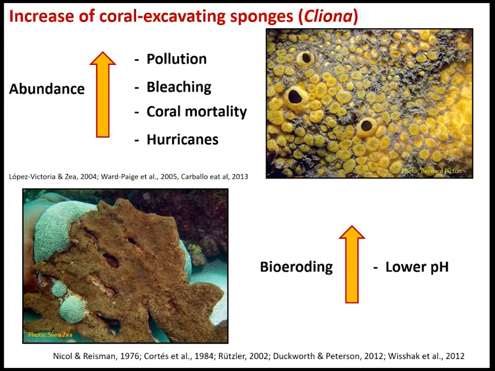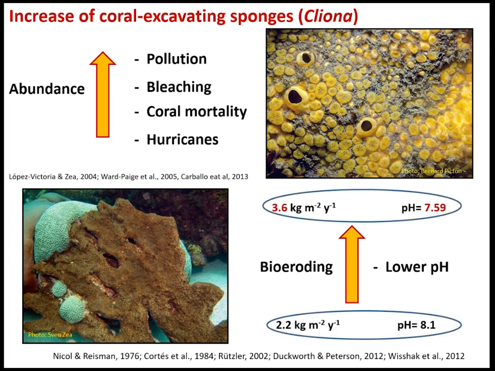Now, within the sponge group is the phylum Porifera. They are animals, but they look like plants. We have some subgroups that is what we call the coral excavating sponges or boring sponges, because they can bore into the calcium carbonate skeleton of the corals. And in the past years, there has been an increase of some of these species due to higher levels of pollution, coral bleaching, coral mortality, hurricanes. And it is predicted that as all of these sponges increase, also their bioerosion rates on the calcium carbonate will increase in this also more acidic environment.